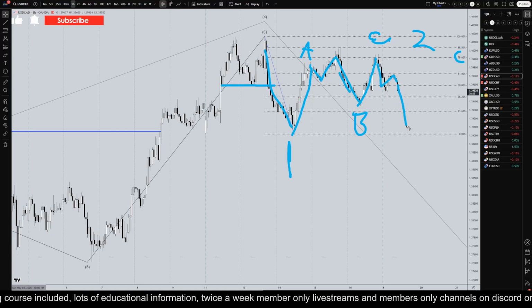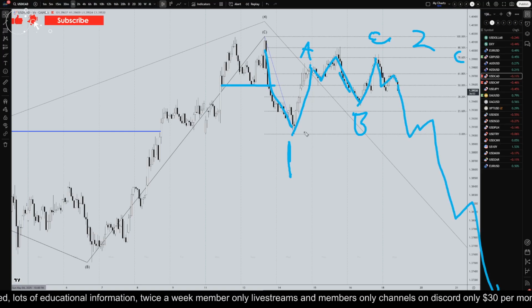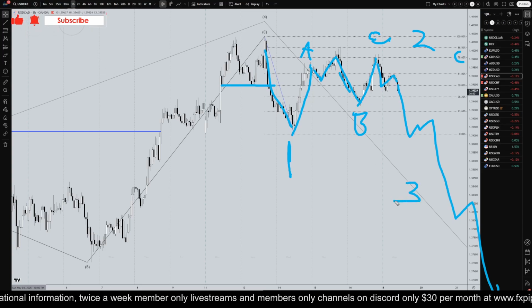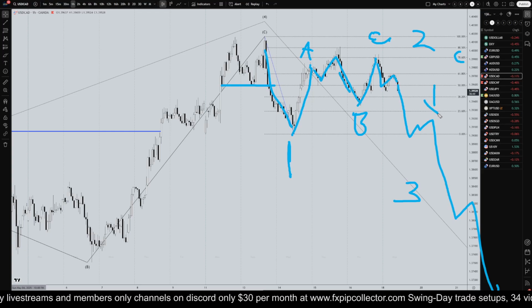I think there's a very good likelihood that this is now going to be continuing to make lower lows, lower highs for a wave three, which is great news because anytime we see a move to the upside, we should be looking to sell all the valleys we see for the continuation of this downtrend.